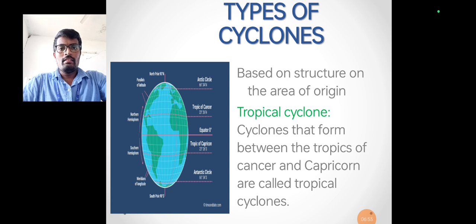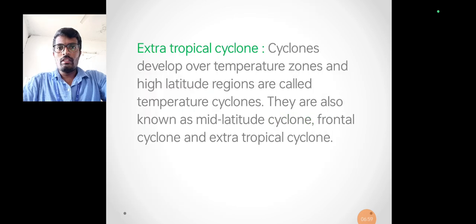So it means anti-clockwise in the northern hemisphere and clockwise in the southern hemisphere. Now coming to the second type, that is extratropical cyclones. These cyclones develop over temperate zones and high altitude regions and are called extratropical cyclones. These extratropical cyclones are also called temperate cyclones.